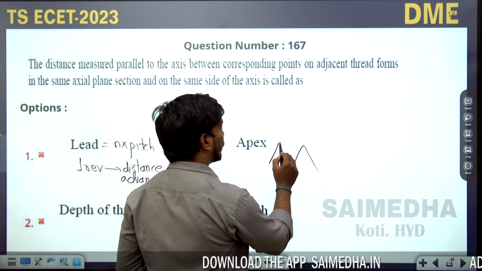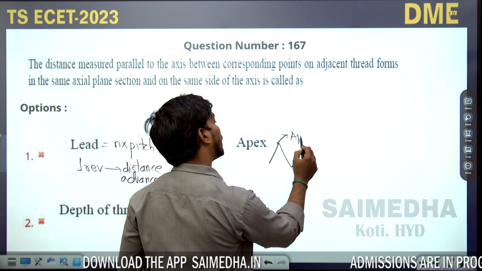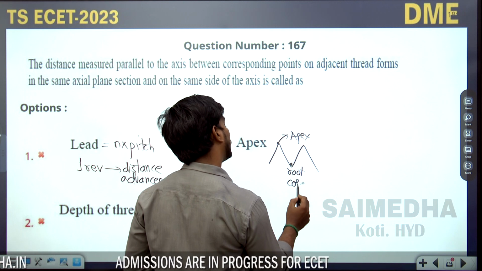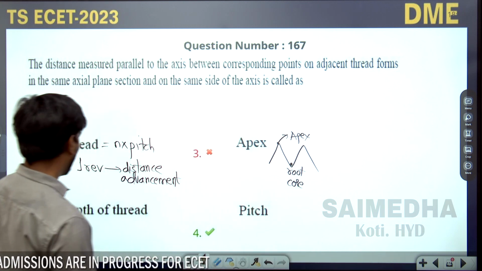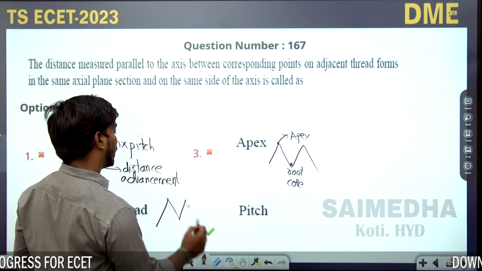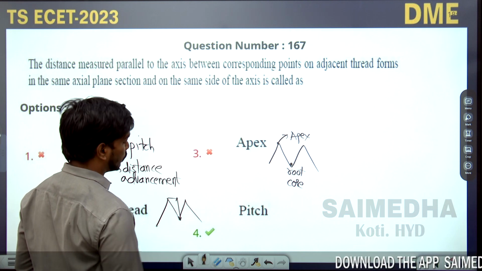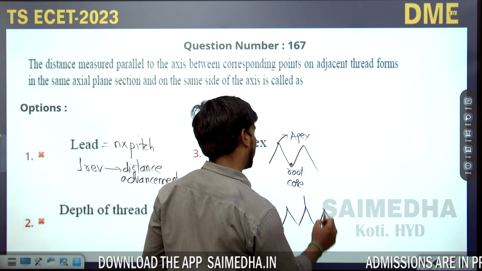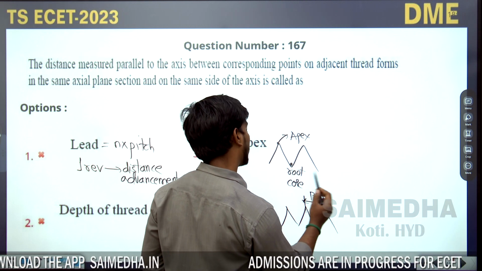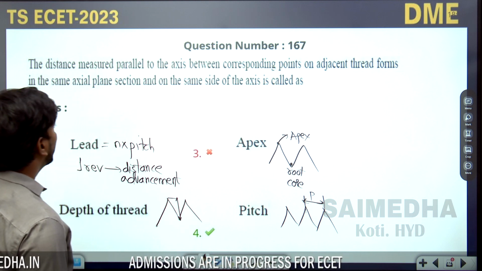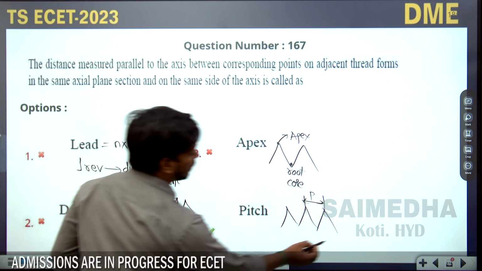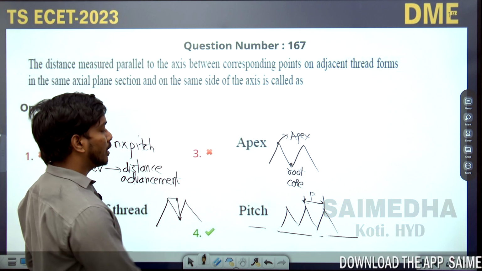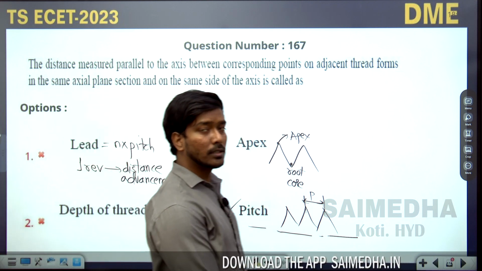Apex, the topmost point we can call the apex, and the bottom is the root or core. Depth of the thread is the distance between the topmost and the bottommost part. Pitch is the distance between two adjacent threads, like this, parallel. This is the pitch. The distance is measured parallel to the axis, between corresponding points on adjacent threads. So what is the correct answer? Pitch is the correct answer. Take a look once.